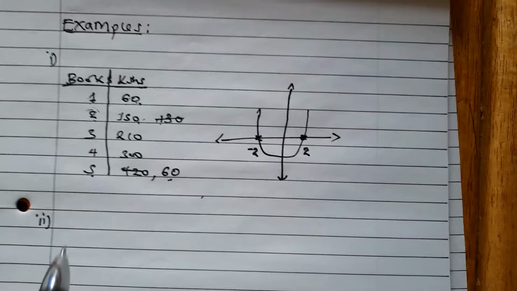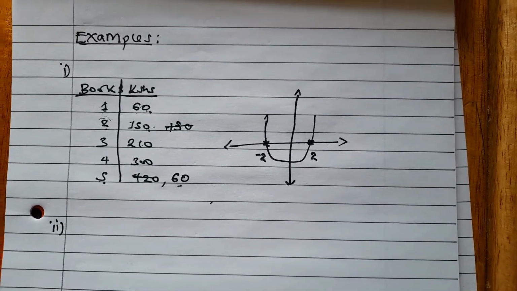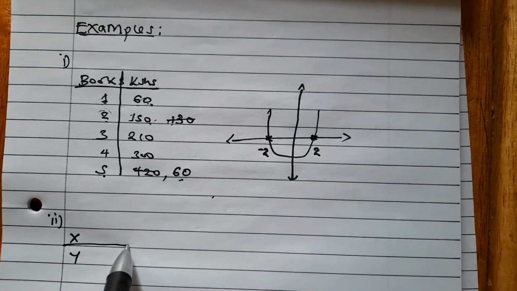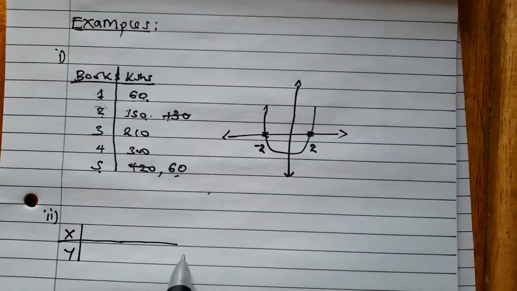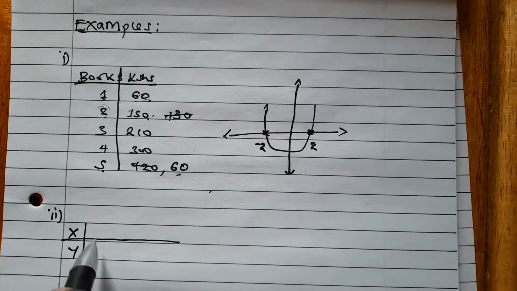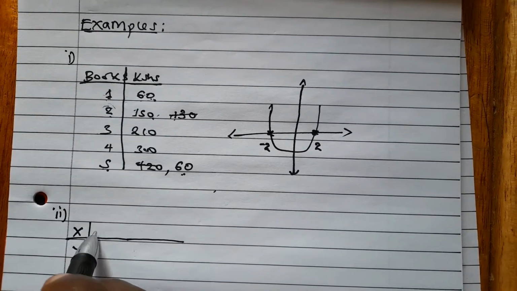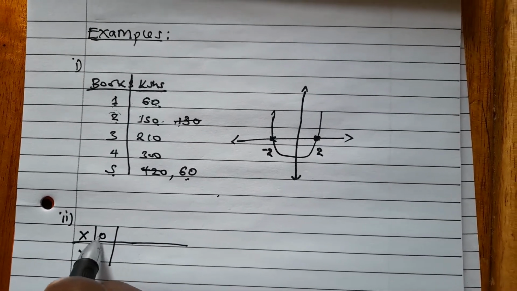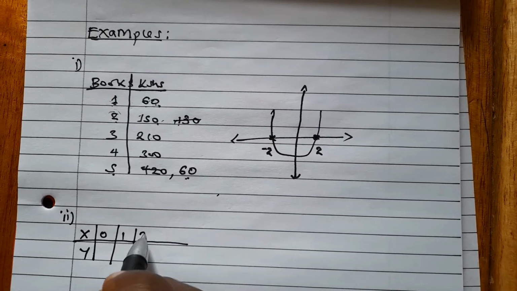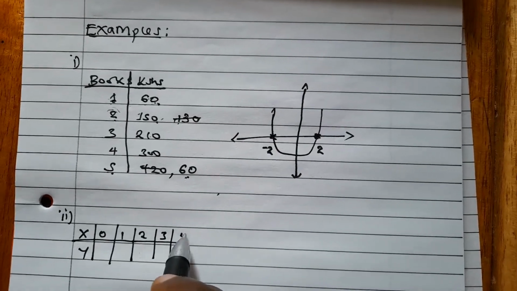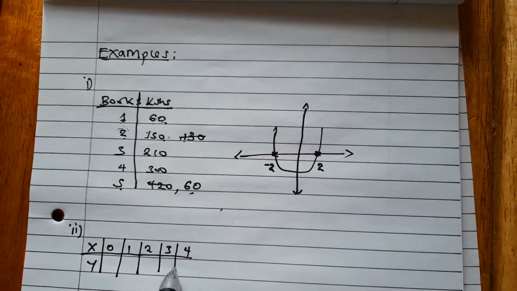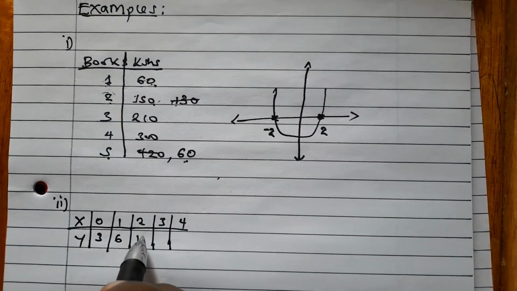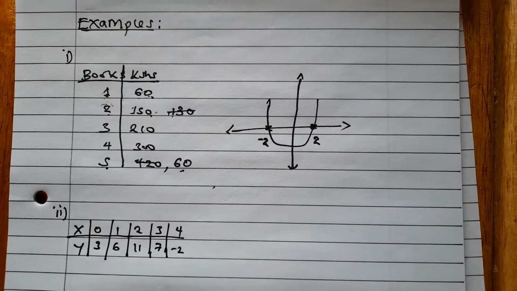We can have a second example, and this is the example that we mostly use. We represent a function in a table form. Suppose I have x values and y values. Say I have x as 0, 1, 2, 3, 4, and y values, let's say 3, 6, 11, 7, and negative 2.